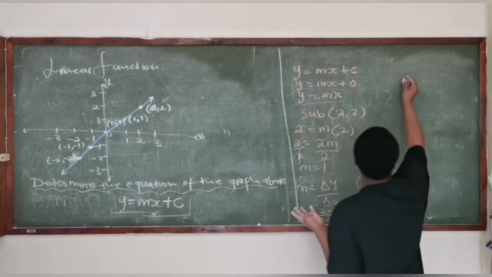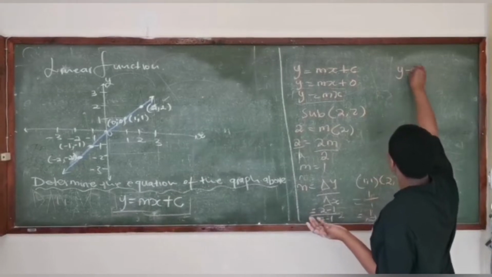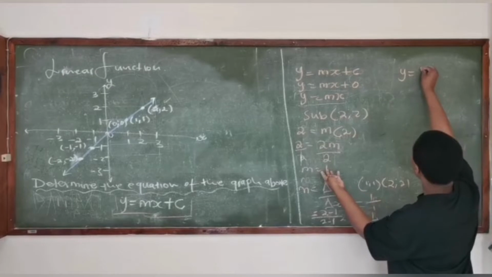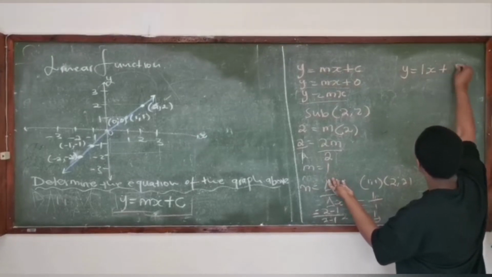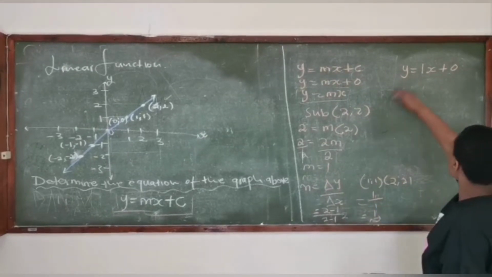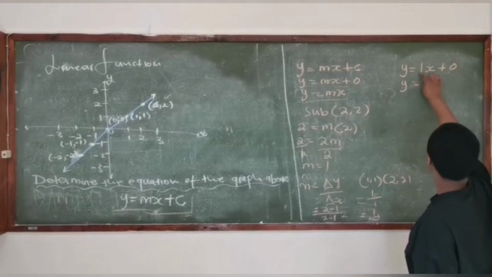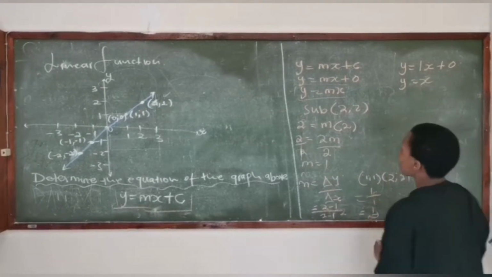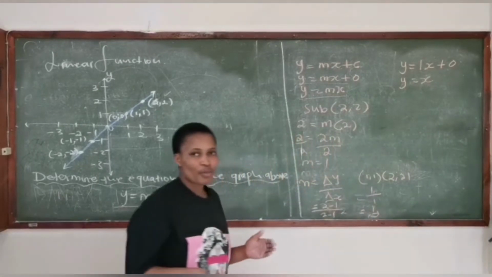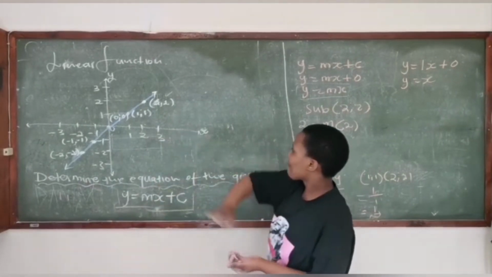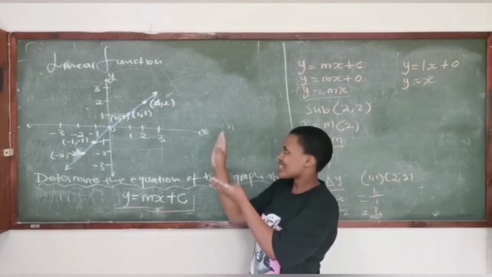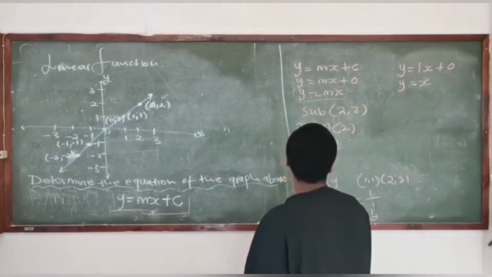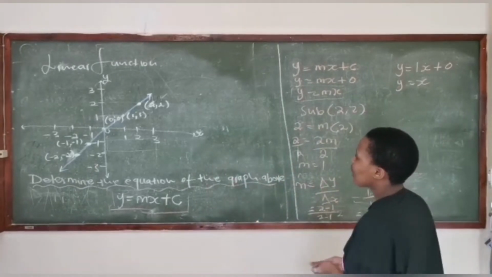So it means that your equation is going to be y is equal to, you substitute your gradient's value, which is 1x plus 0. So you're going to say y is equal to x; you can write it this way or not, it's fine. It means that from your graph, your x values will be the same as your y values, which makes sense because y is the same as x.